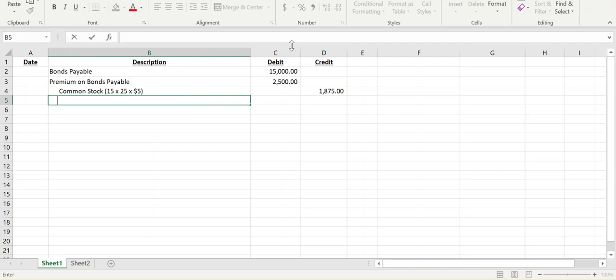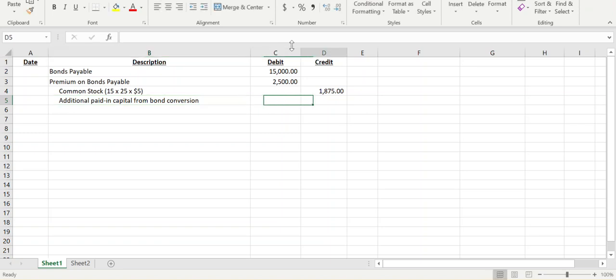The difference then between how much value we had on our books for our liabilities in terms of our bonds is going to be transferred into the additional paid-in capital account from bond conversion. So it's simply the difference between the value that we had on our books for the liability and how much of that we've already allocated to the common stock account. So in this case, $15,625.